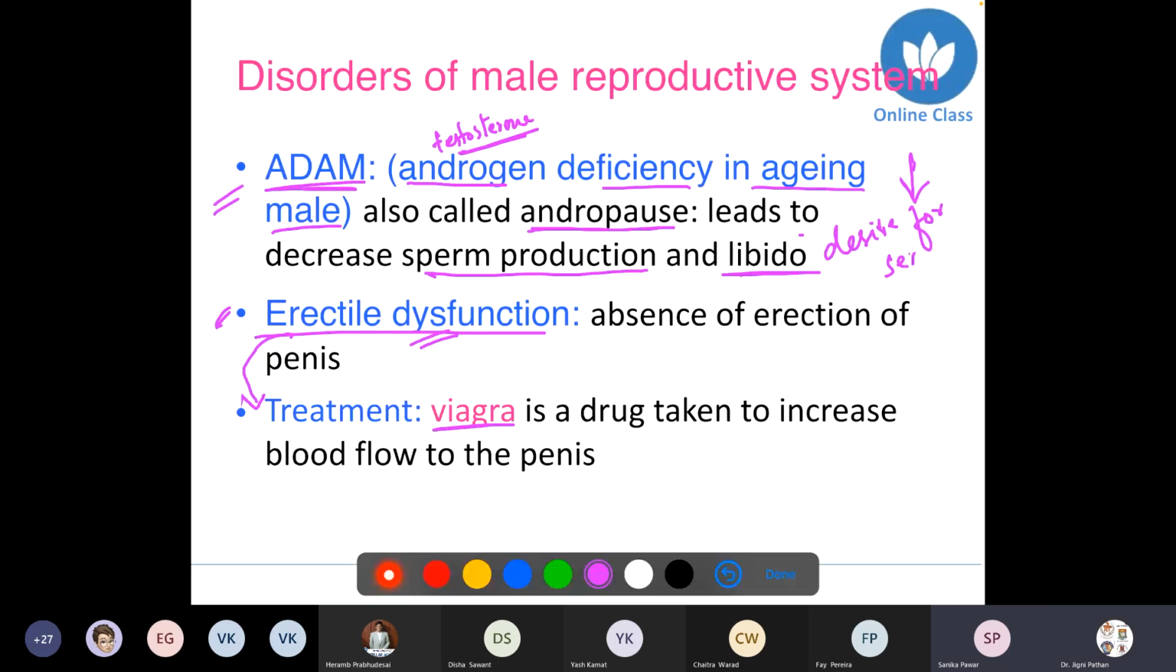Excuse me, ma'am. Could you please tell again about the last point? Viagra is a drug that is taken by people who have erectile dysfunction so that they increase the blood flow to the penis so that the penis can erect. Erect means stand. So it is a treatment for erectile dysfunction. Yes. Okay, ma'am.